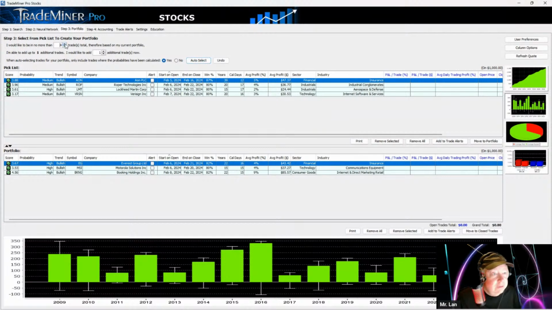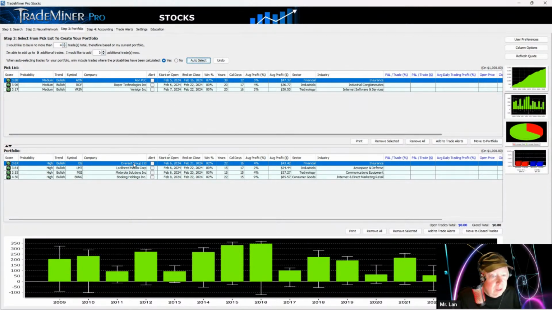Oh, we got to select 4. Everest Group Ltd. Everest Group, EG, February 6th to February 21st, 82% of the time over the last 22 years, that's returned 4%. Now look, bookings down there returned 9%, but man, it's just too big. I can't play in that arena.